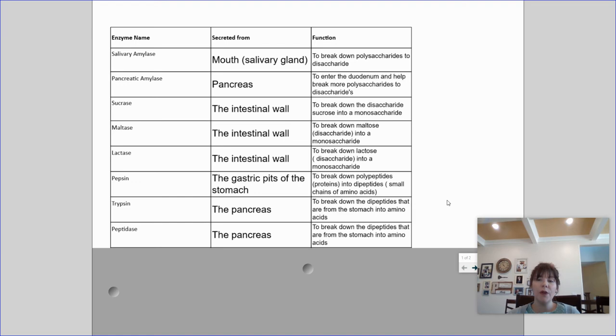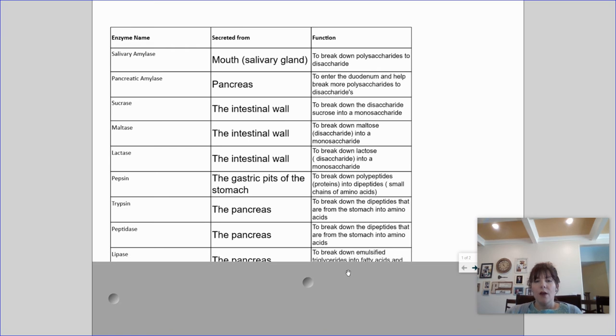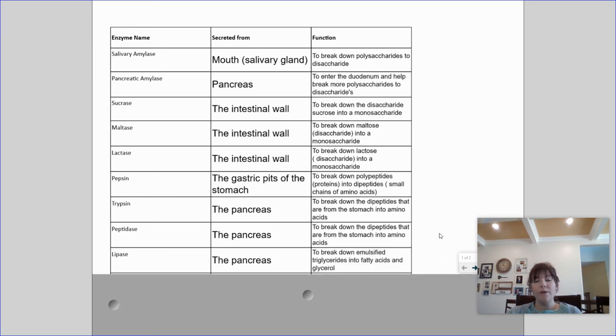Now, I said to break down that are from the stomach, that is the function. They are getting broken down in the duodenum. So that's kind of the journey of proteins as it goes through your body. Nothing happens in the mouth. Everything happens in the stomach, more happens in the intestine. We're going to talk a little bit about fats.